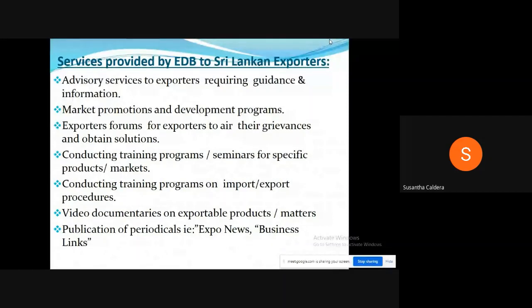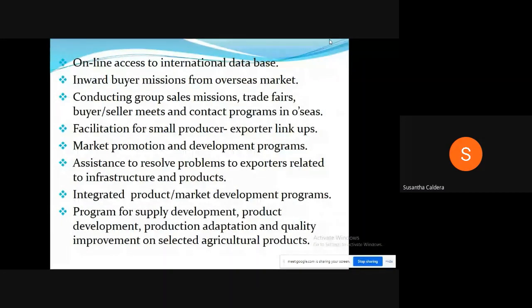Then conducting training programs on import-export procedures. They do now. We do documentaries on exportable products. Publication of periodicals like Expo News, Business Links, they do it. Right? Online access to international database.